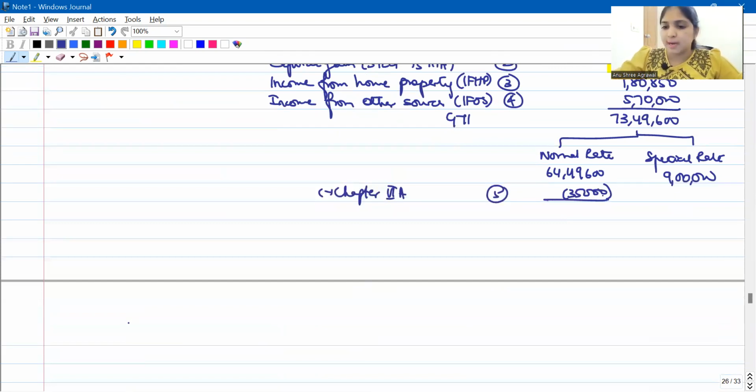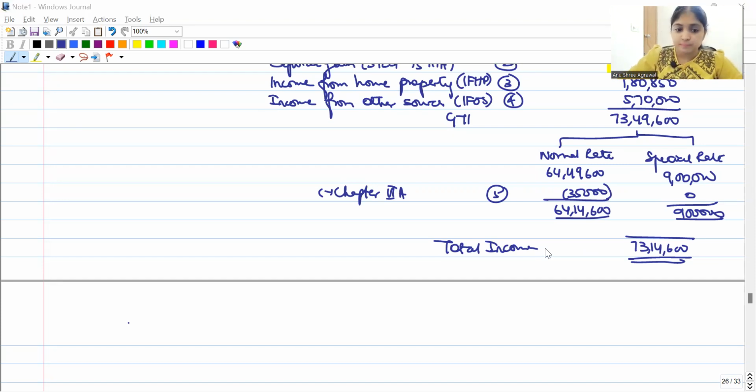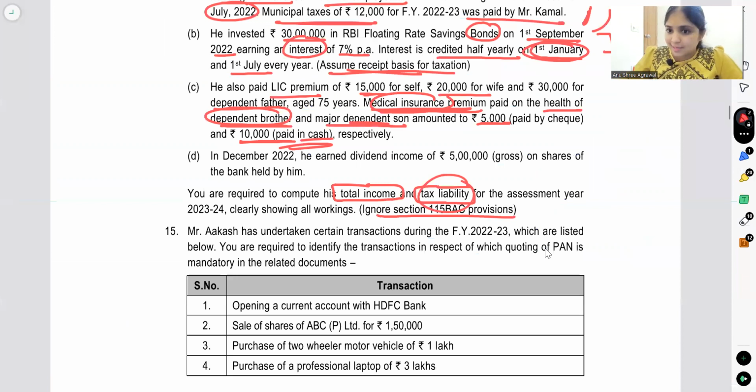So my net number here will be 64 lakh 14,600. My special rate income is 9 lakhs. So what is my total income? Our total income will be 73 lakh 14,600. No need to round off because it is already in multiples of 10. All right, but I can't end my question here because they are also asking us to find tax liability.